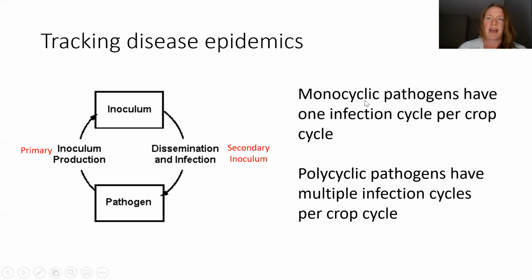So monocyclic pathogens are essentially only producing primary inoculum. So they only have one infection cycle per crop cycle. Polycyclic pathogens have multiple infection cycles per crop cycle, so they will complete this entire loop. In some cases, this can be as fast as 5 days to do this entire cycle. And this is the case for Phytophthora infestans, which caused the Irish potato famine, as we discussed last week.